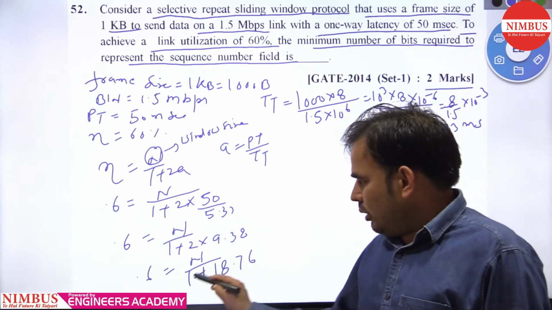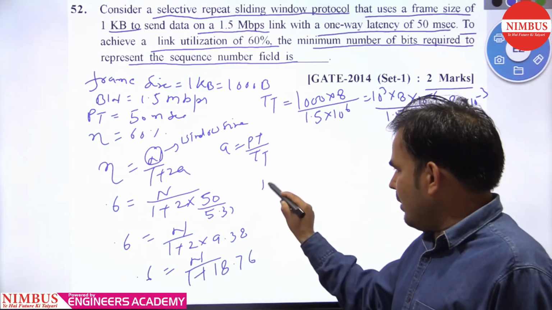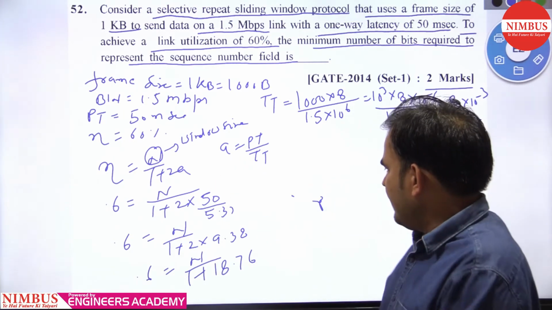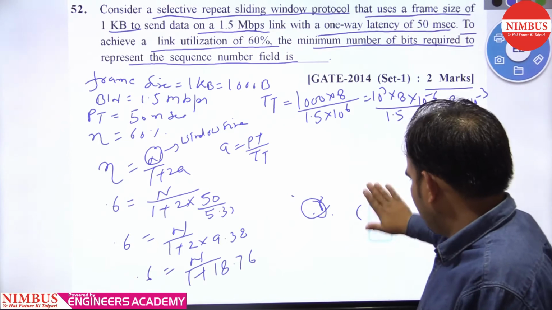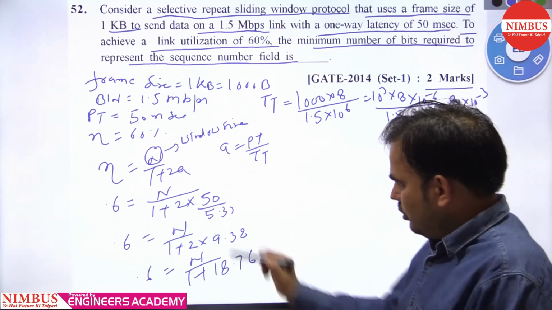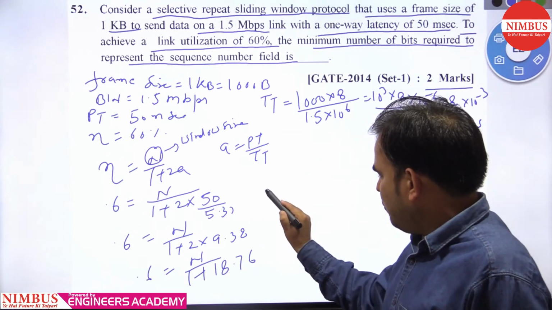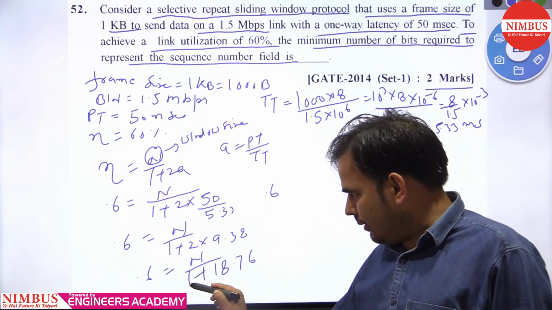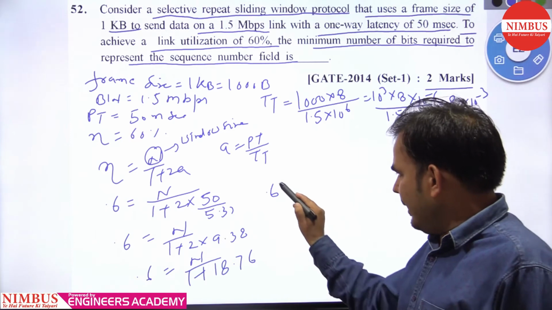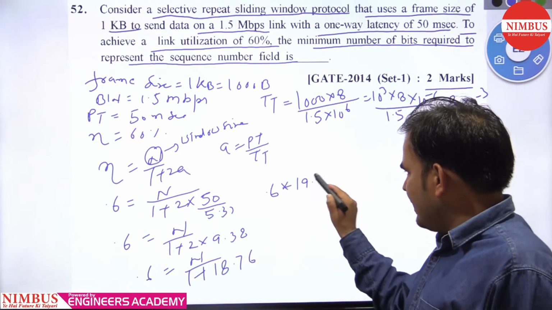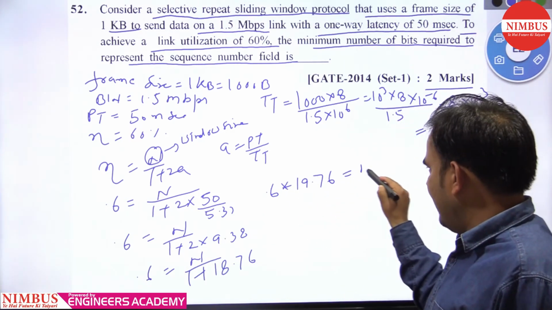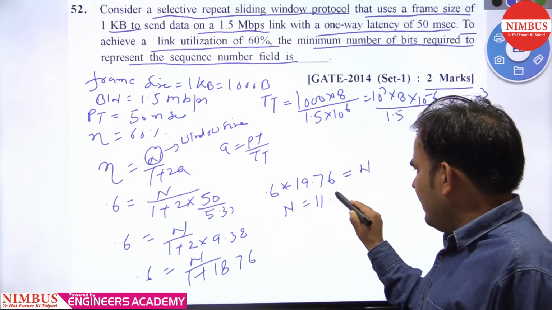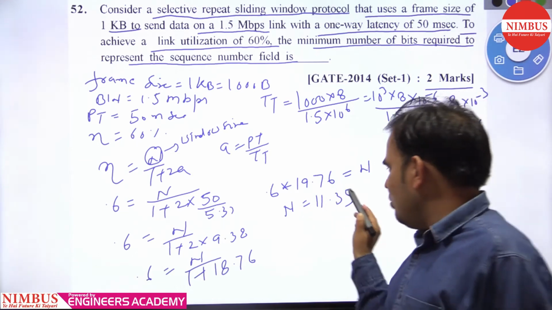So N equals 0.6 into 19.76, when you add 1 and 18.76. Multiplying, we get N equal to 11.35.